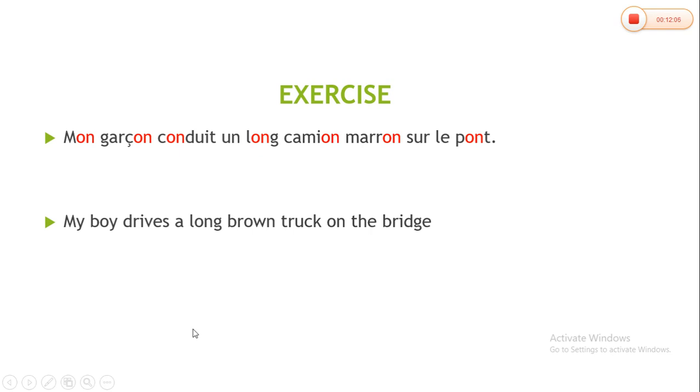Example is, let me read it fast and then I will read it slowly. Mon garçon conduit un long camion marron sur le pont. Mon garçon conduit un long camion marron sur le pont, which means my boy drives a long brown truck on the bridge.